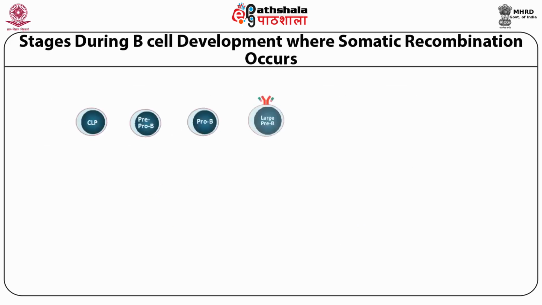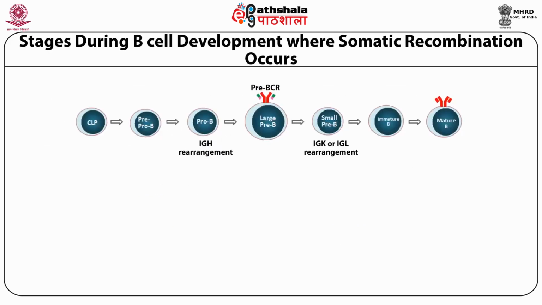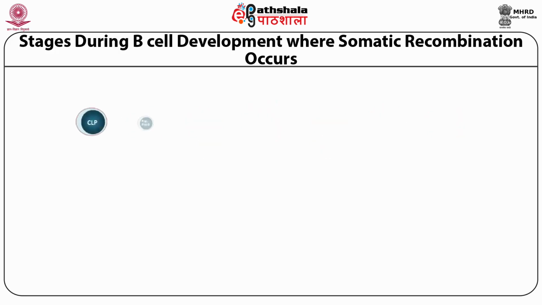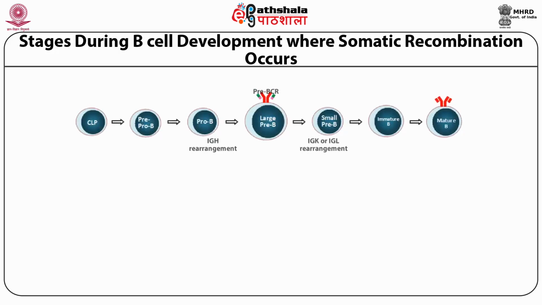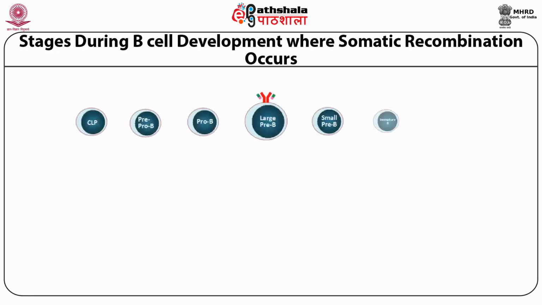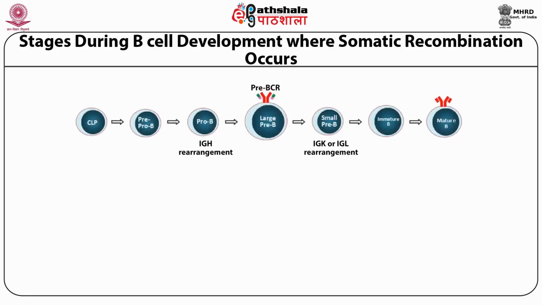As you can see in this figure, all the lymphocytes are derived from the common lymphoid progenitor, or CLP in short. The differentiation of a CLP to a mature B cell is a tightly regulated process with many intermediate stages along the way.